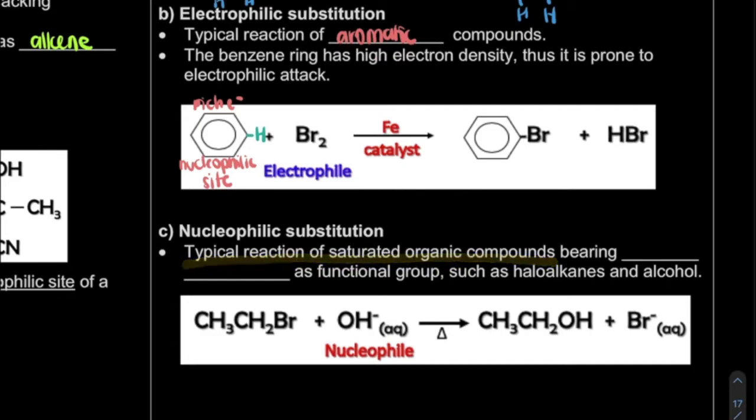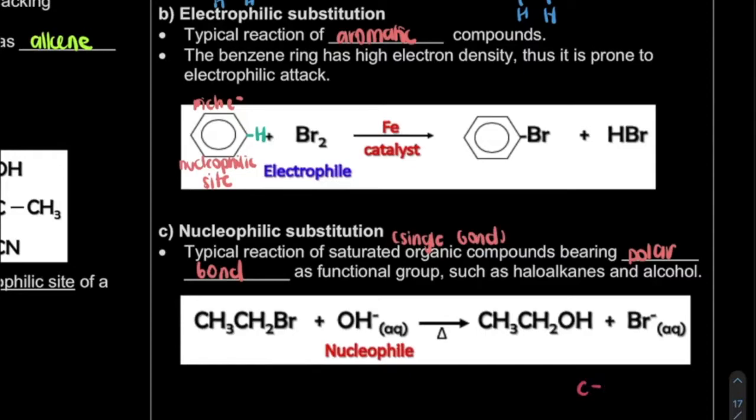Next kita tengok nucleophilic substitution. Okay, saturated organic compound ni maksudnya ada single bond saja. Itu means saturated. Okay, kalau unsaturated, double or triple bond lah. Okay, the typical reaction ni bearing a polar bond as our functional group. So what does it mean by this? Okay, so for example, I'm going to draw my haloalkane dekat sini.